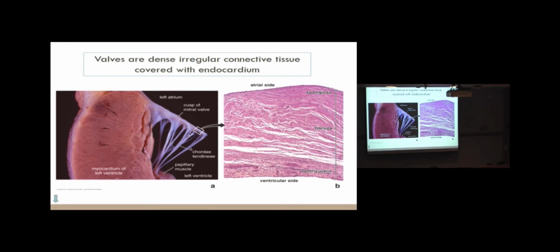And there's some connective tissue underneath, but it's just not really evident that it's different from this really fibrous connective tissue, lots of collagenous fibers, big bundles that the valve is composed of.